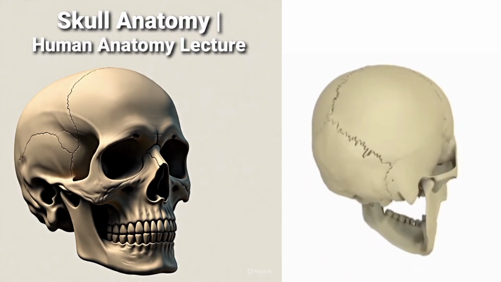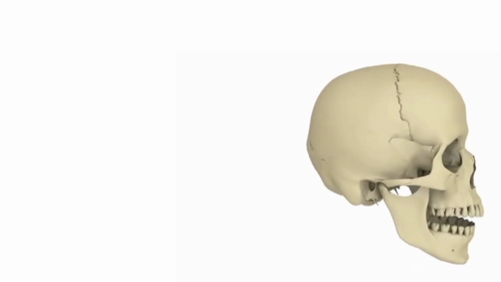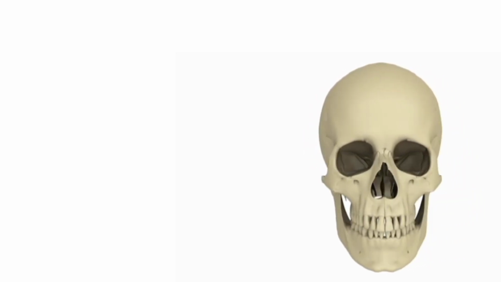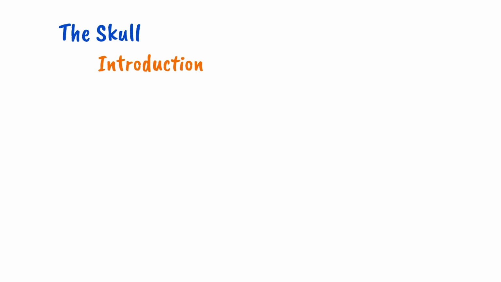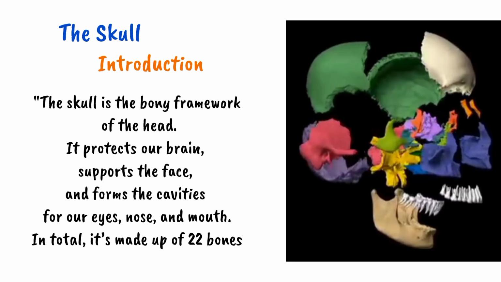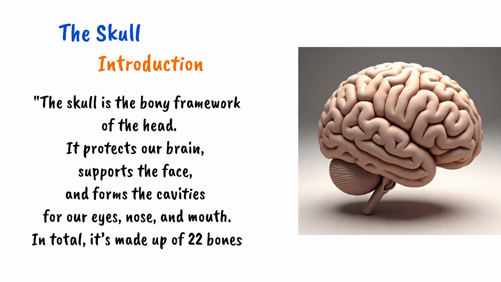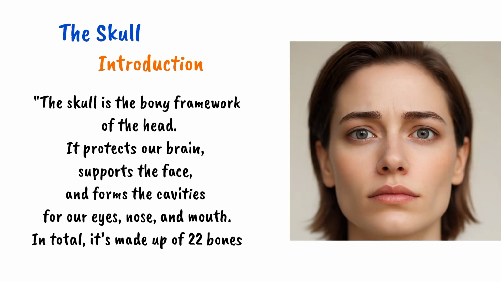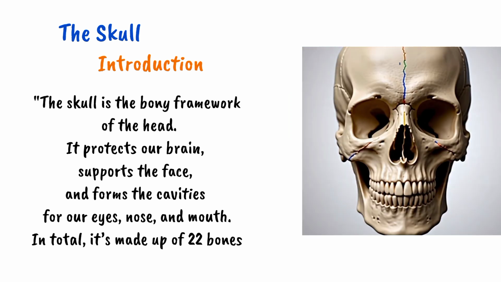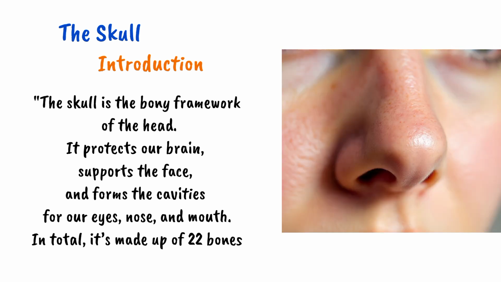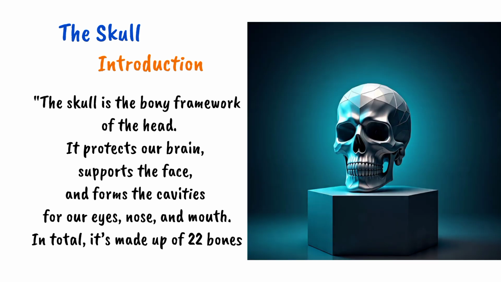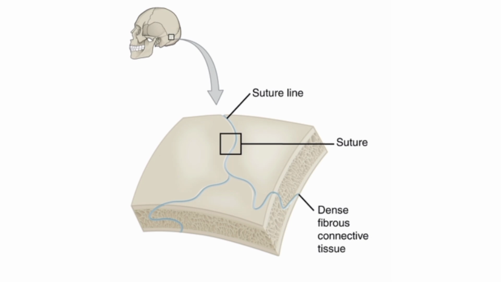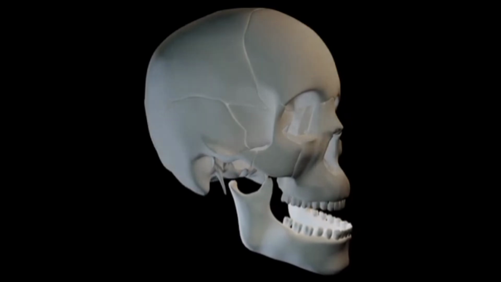Today, we're going to talk about one of the most fascinating and protective structures of the human body, the skull. Introduction. The skull is the bony framework of the head. It protects our brain, supports the face, and forms the cavities for our eyes, nose, and mouth. In total, it's made up of 22 bones, all joined together by immovable joints called sutures, except for one bone that moves, the mandible or lower jaw.